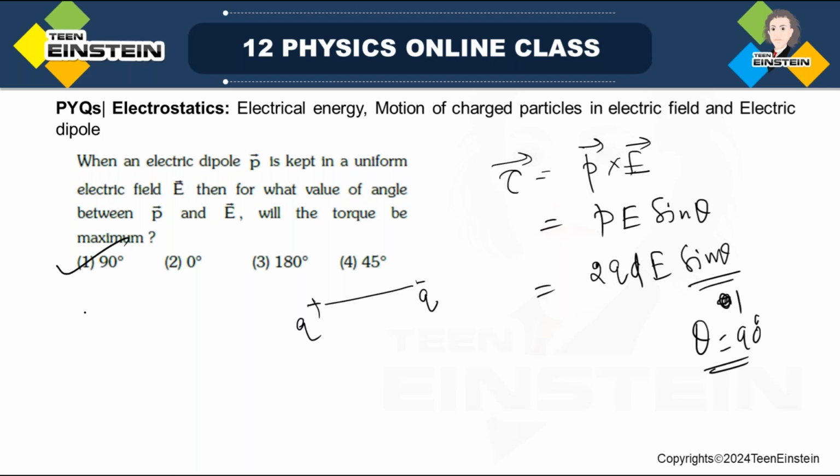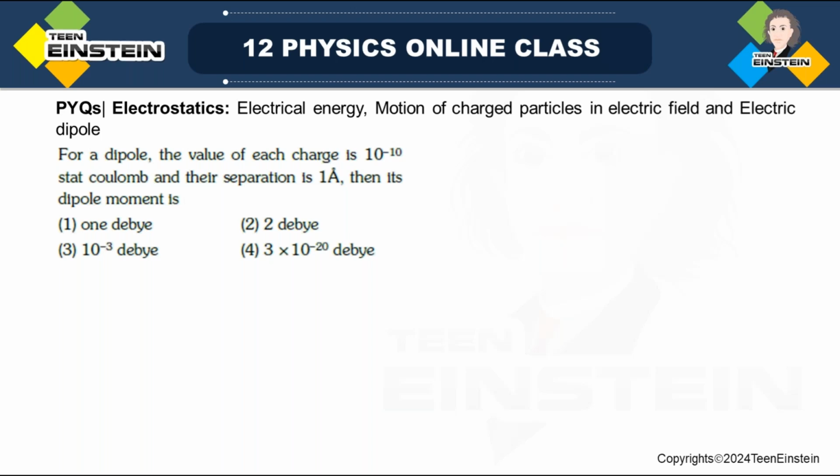Okay, now we'll go to the next problem. For a dipole, the value of each charge, positive and negative, is 10 to the power minus 10 ESU, stat coulomb, and their separation is 1 angstrom. Okay, the separation between them is 1 angstrom.